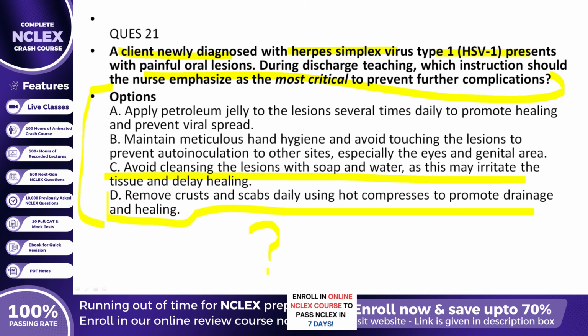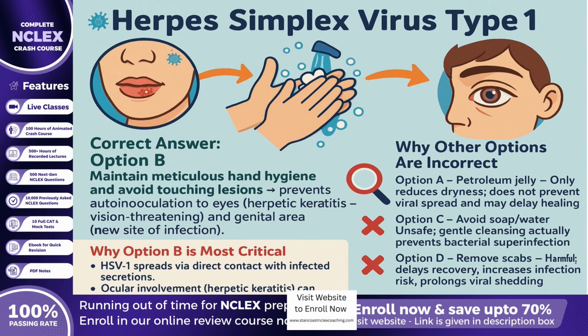The correct answer here is option B, maintain meticulous hand hygiene and avoid touching the lesions to prevent auto-inoculation to other sites, especially the eyes and genital area. This is the most important teaching point because HSV-1 is highly contagious and spreads through direct contact with infected secretions. Clients can accidentally spread the virus to their eyes, leading to herpetic keratitis, which is a vision-threatening emergency, or to their genital area, causing a new site of infection.